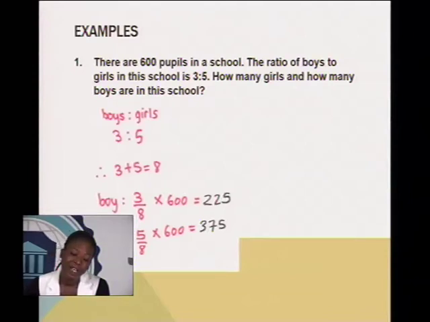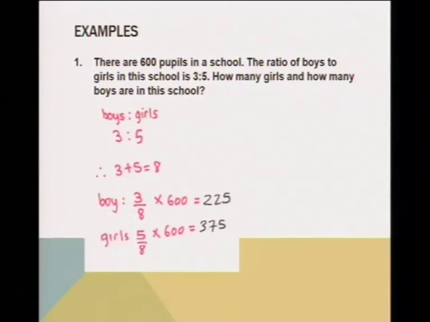Now the ratio we are given is 3 to 5. The first thing that you need to do is to add the ratios together. 3 plus 5 will give you 8. Now this 8 represents the whole number of pupils or the whole number of learners at school. But we still want to know a portion of each. How many are girls out of 600 and how many are boys out of the 600?